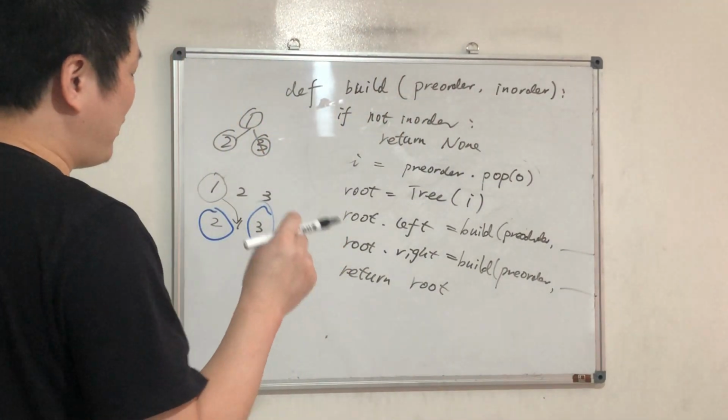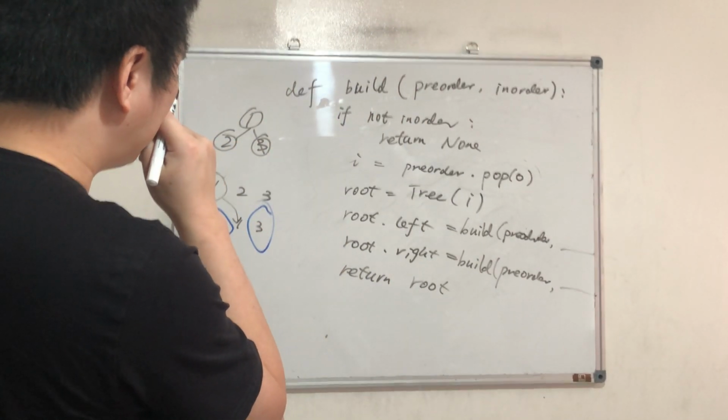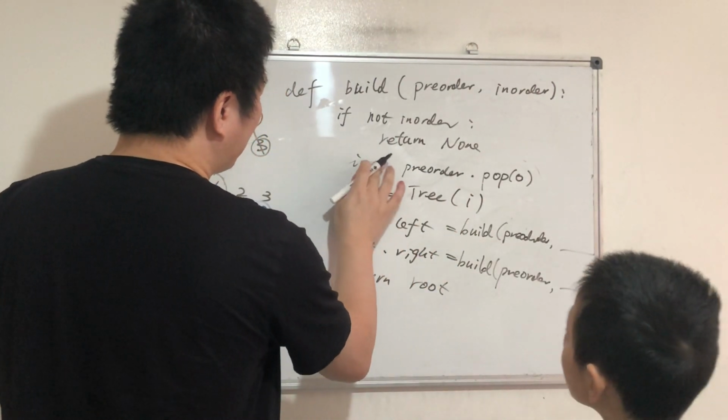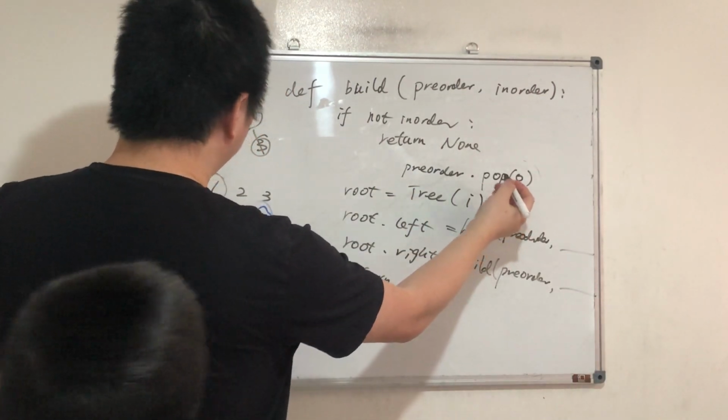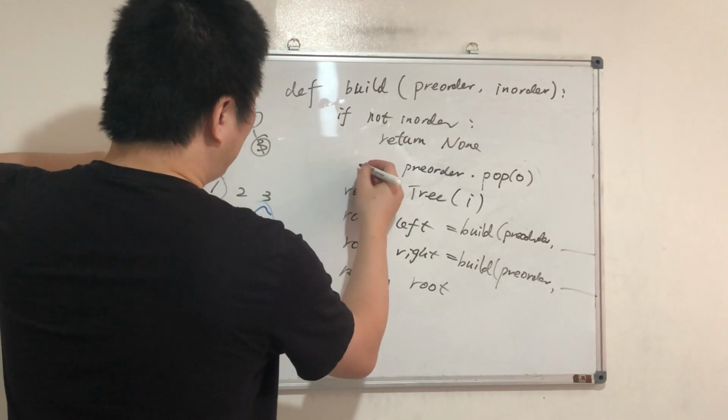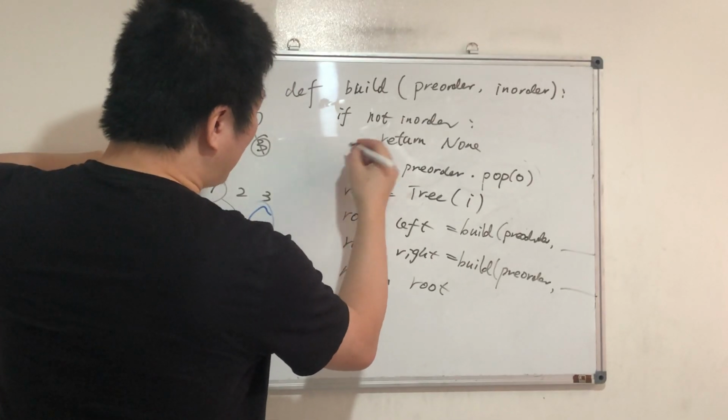Yeah, okay, so wait, there's a slight problem, which is that we need to find it. Let's find this preorder pop 0, right? But we need to find it. Then let's do it in... How do we find it?